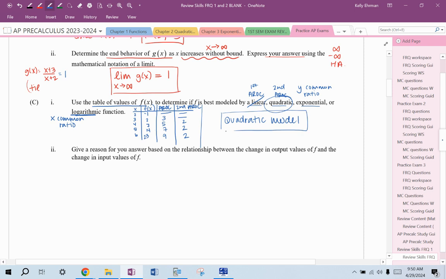Now, I did my work up here. It says give a reason for your answer based on that relationship. So the reason needs to be more than just the table anyway. But remember, this part C is always like part 1 is just an answer, and then part 2 is explaining. So explain what your table shows you. I would say the second average rates of change are constant. So f of x is best modeled by a quadratic.